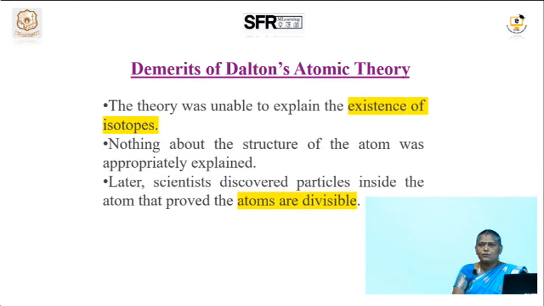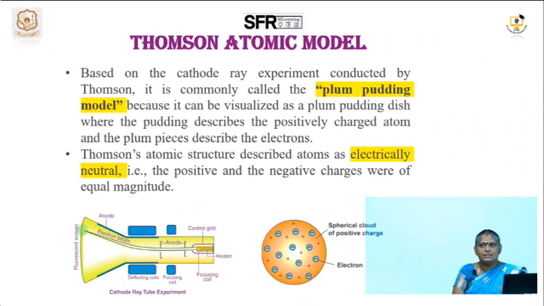The demerits of Dalton's atomic theory are: the theory was unable to explain the existence of isotopes, nothing about the structure of the atom was appropriately explained, and later scientists discovered particles inside the atom that proved the atoms are divisible. Next comes Thomson's atomic model.